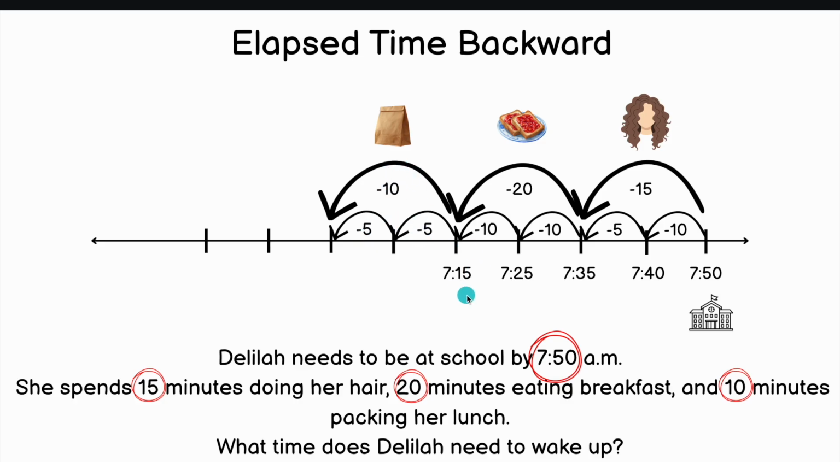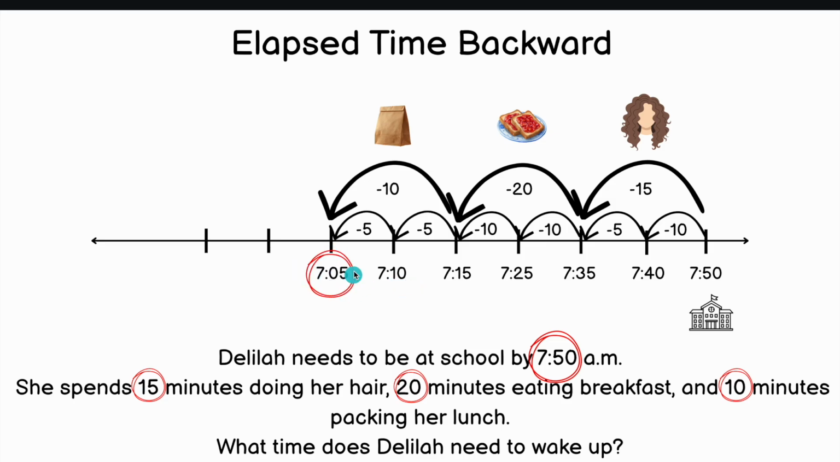Let's think. 7:15 minus 5. Well, 15 minus 5 is 10, so it must be 7:10. And now we're at 7:10 and we need to subtract 5 more minutes because she spends 10 minutes packing her lunch. 7:10 minus 5 minutes would be 7:05 because we know 5 plus 5 makes 10.